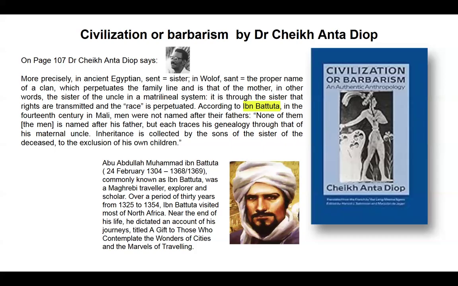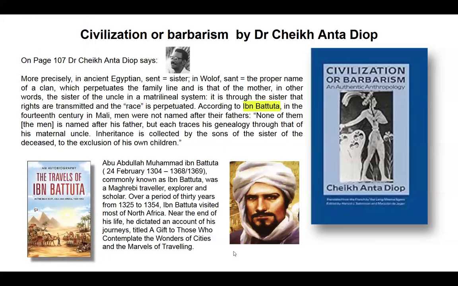The Maghribi explorer and scholar, over a period of 30 years from 1325 to 1354, Ibn Battuta visited most of the known world. Near the end of his life, he dedicated an account of his journeys titled "A Gift to Those Who Contemplate the Wonders of Cities and the Marvels of Traveling." And if you wanted to read that book, again, you just click on the image in the PDF that you will be getting tonight or tomorrow morning, and you'll be able to download the book right to your computer.